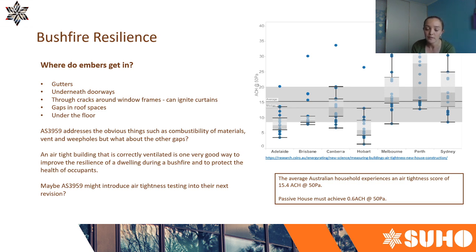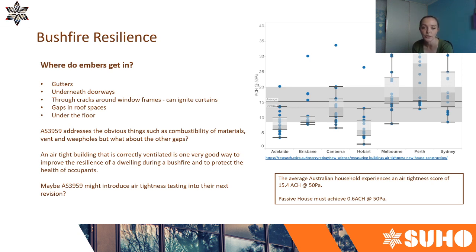The outcome of that report was the average air changes per hour across the country, which is one measure of air tightness: the amount of time it takes for all of the air inside a home to be completely replaced at a pressure difference of 50 pascals. So when you hear the term air changes per hour, that's what it's referring to. And this study said that the average across Australia was 15.4 air changes per hour.